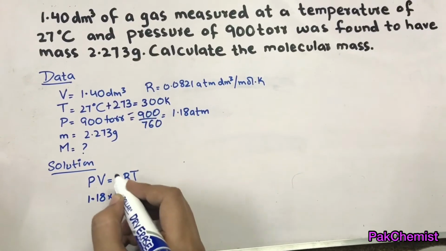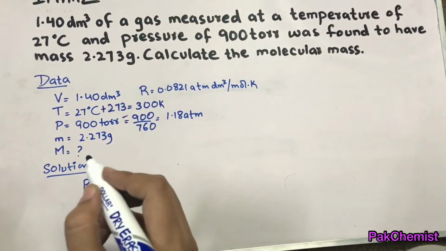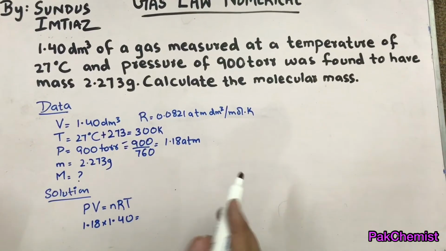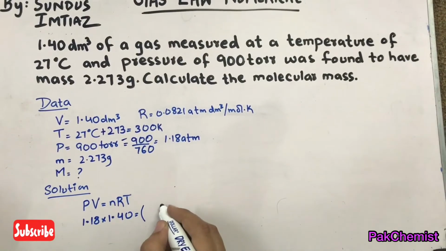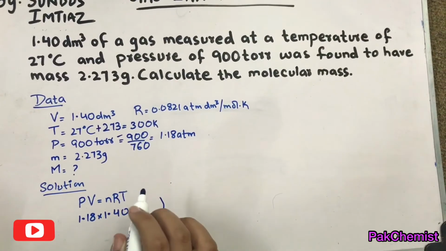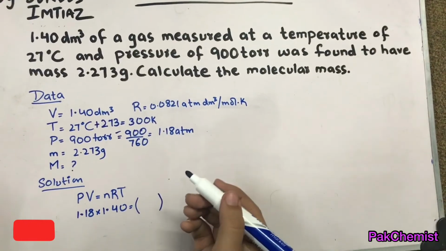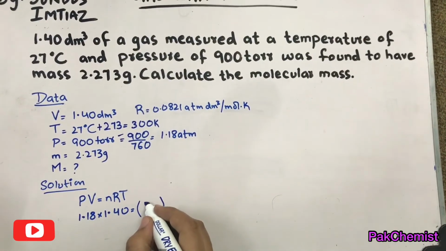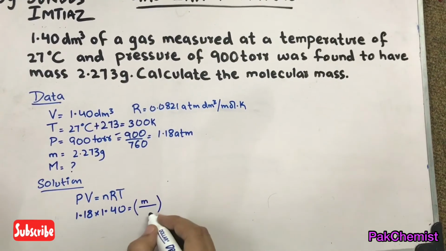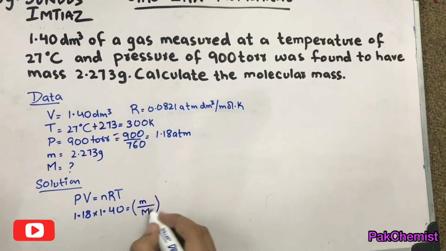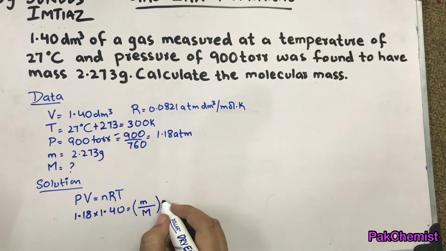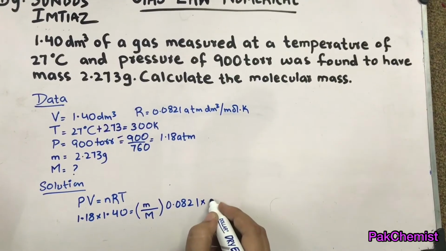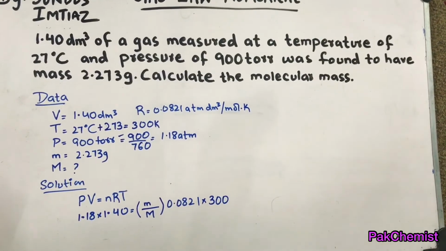Now what is this n? This is the irritating one, right? This n is the number of moles. Since the 9th grade we are aware of the number of moles formula. The number of moles is equal to given mass upon molecular mass, right? The given mass is denoted by small n, and the molecular mass is represented by capital M. Now we have the R, and the temperature is also given here, 300 Kelvin.